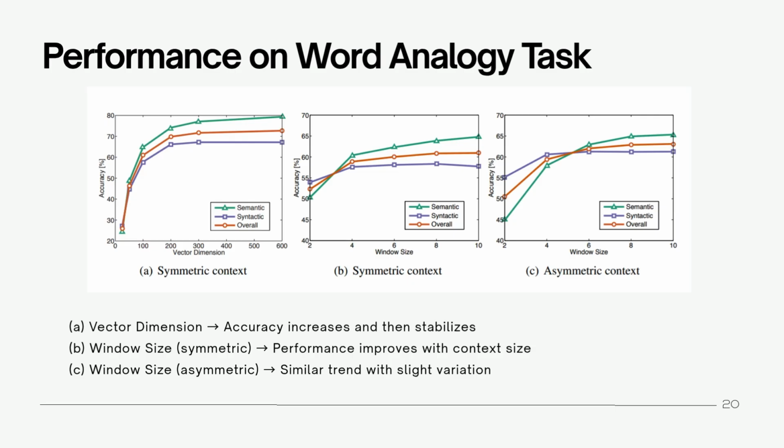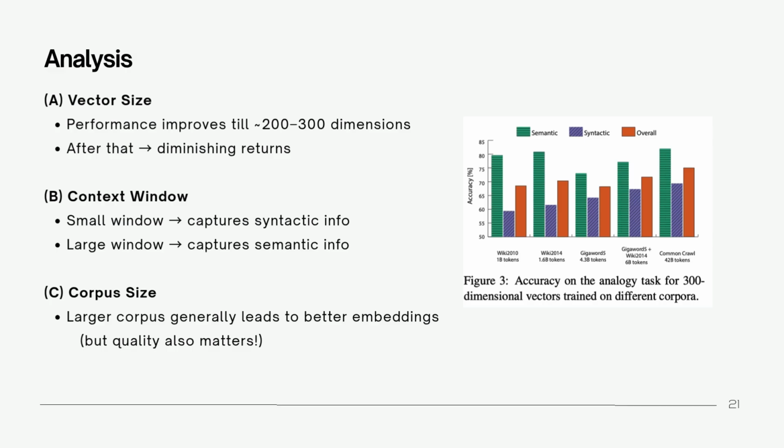And in the third graph, we use asymmetric context, where the context is not balanced on both sides. The trend is similar. Accuracy still improves with window size, but there are slight variations compared to symmetric context. Overall, the key takeaway is that context and large vector size improve performance, but only up to a certain point, after which the gain becomes smaller. Now let us understand how these different factors affect GloVe's performance.